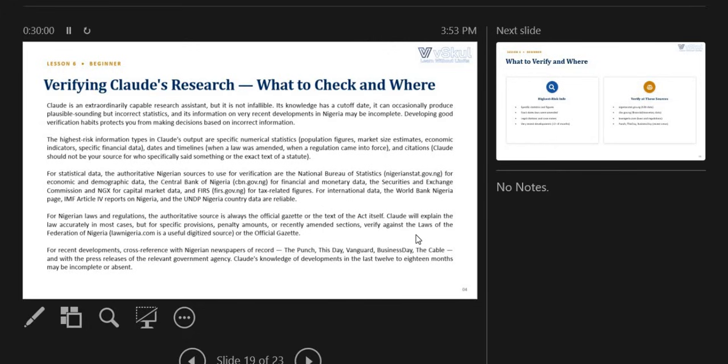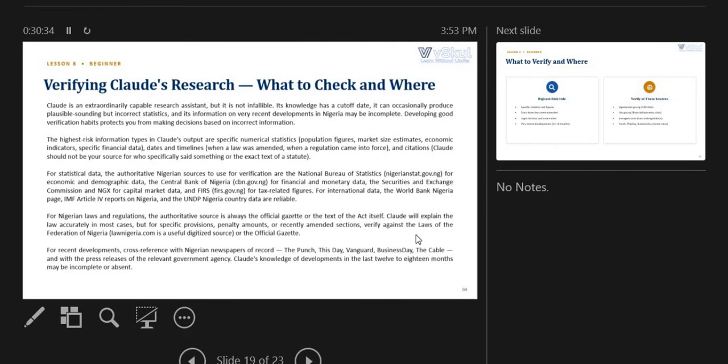For economic and demographic data, the Central Bank of Nigeria, CBN, for financial and monetary data, the Securities and Exchange Commission, and NGX for capital market-related data, and FIRS for tax-related figures, including the state IRS too. For international data, the World Bank page, IMF articles, and UNDP Nigeria country data are all reliable because they house the data and they update them at any time.